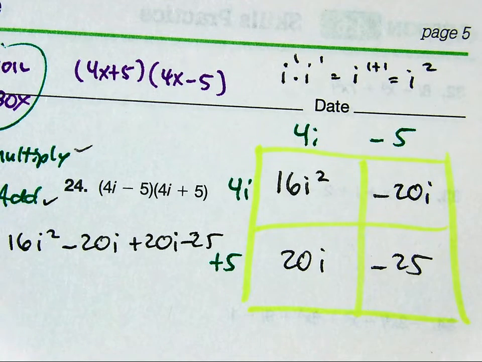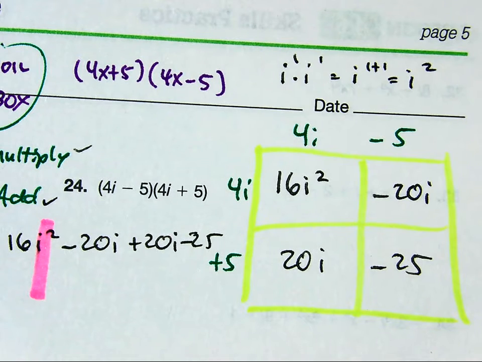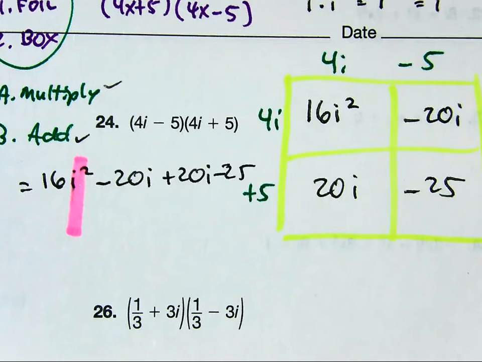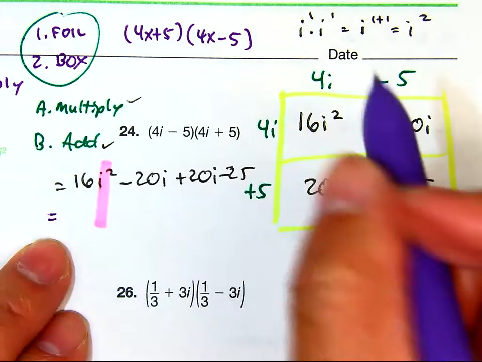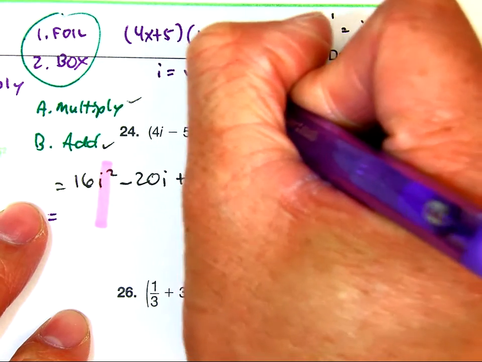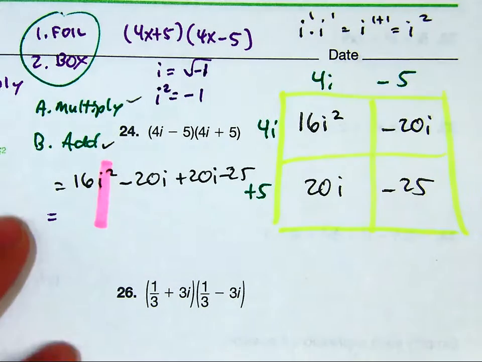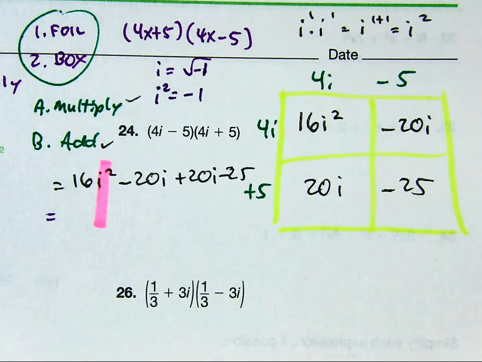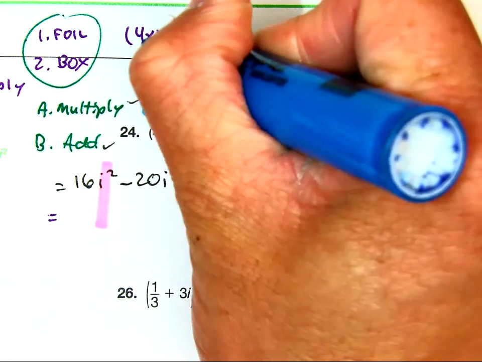Here is the hardest part. Partner A, tell partner B, what do you know about i squared? On the count of 3, ready? 1, 2, 3. i is equal to the square root of negative 1. If you square both sides, i squared equals negative 1. Might be helpful for you to write that on your chapter 4 formula sheet for this next Monday's test.